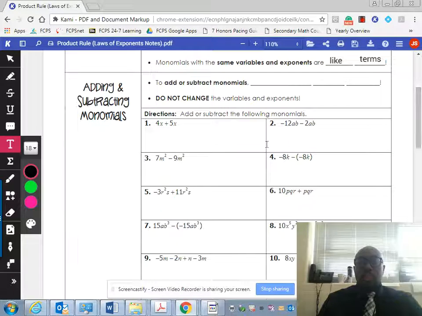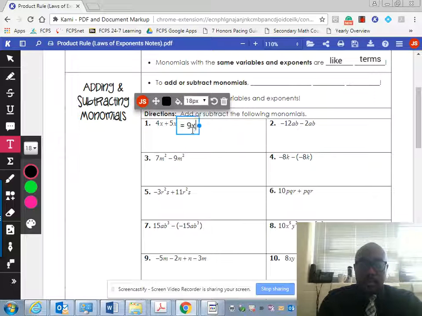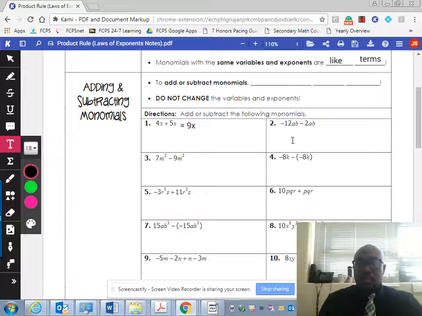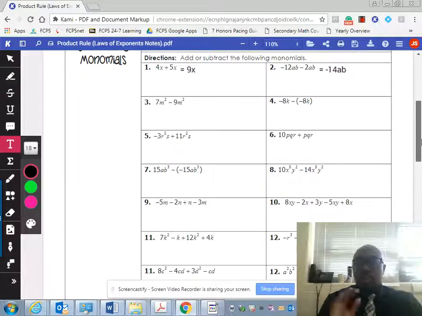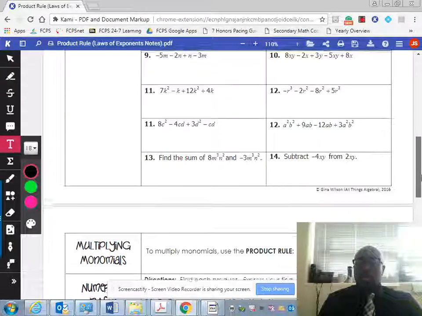We can add the numbers in the front. So for the first example, 4x plus 5x, these two are considered like terms because they both are monomials that have the same variable and the same exponent. So 4x plus 5x would just end up being 9x. Okay. We can do the next one here as well. -12ab minus 2ab. Well, they're the same sign, so we're going to add them. And our final answer is going to end up being -14ab. Okay. You guys can go ahead and try to figure out those on your own, but I'm not too much worried about those because we're going to circle back to them in just a second.